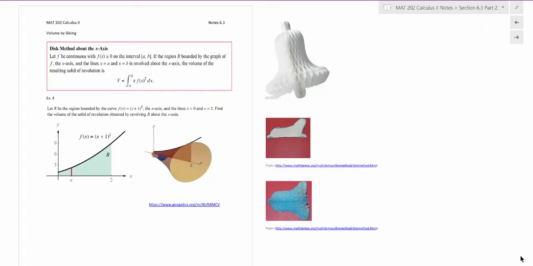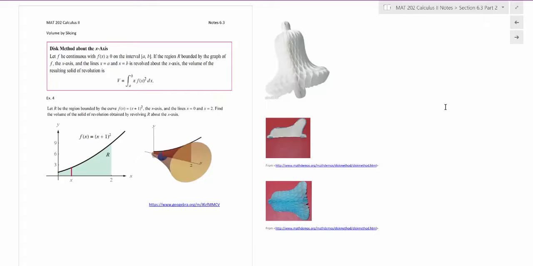So a lot of times when I think of this, I think of these Christmas bells that I've seen before. You've probably seen these before. You have some sort of a shape, and then you rotate that and unfold that, and you get this three-dimensional thing that looks like a Christmas or a wedding bell or something.